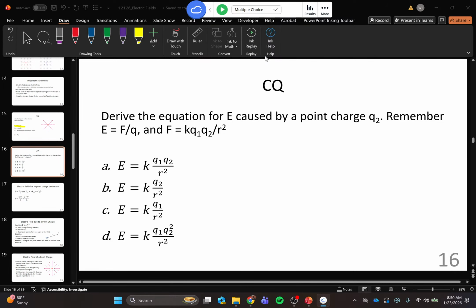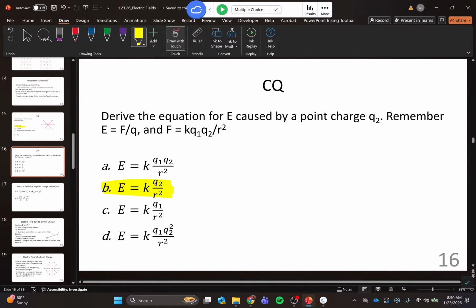Q1 is fake. Then the next logical statement is, if the field is caused by Q2, it should probably show up in the equation. Q2 should probably be in our equation if it's the one causing the field. Bigger Q2, bigger the field. Pretty nice logical statement there. So if you look at these answers, there's only one answer that has a single charge and it's Q2. And it's this one. I actually jumped to the last step. Your answer should make sense.